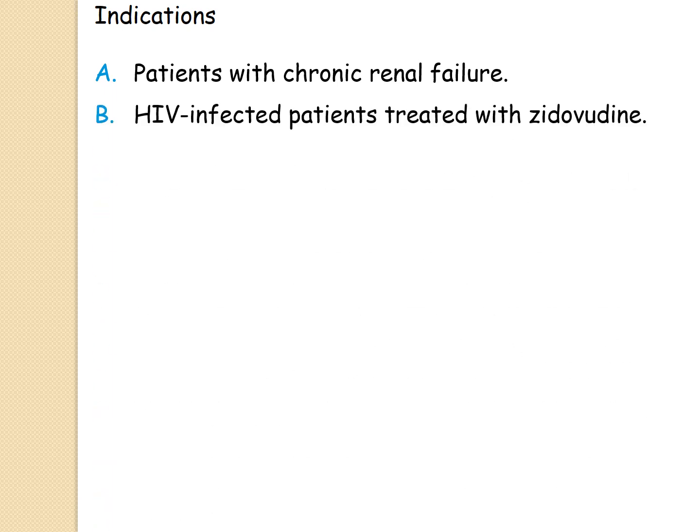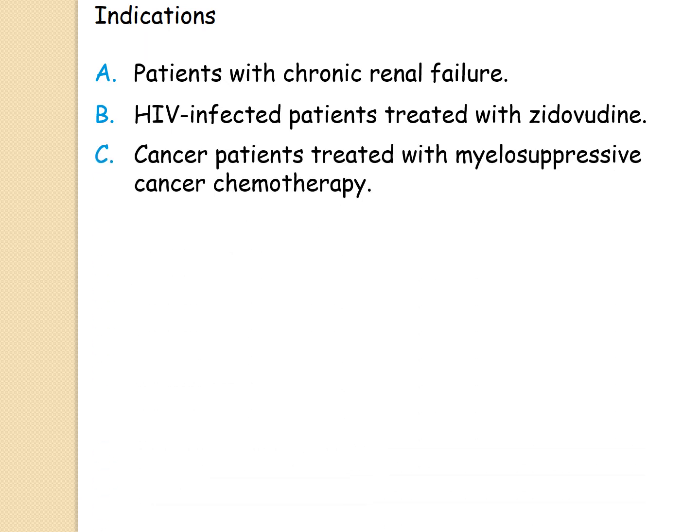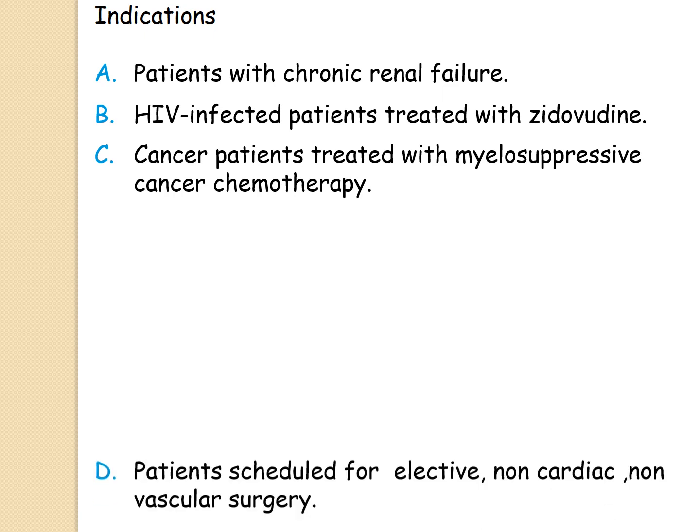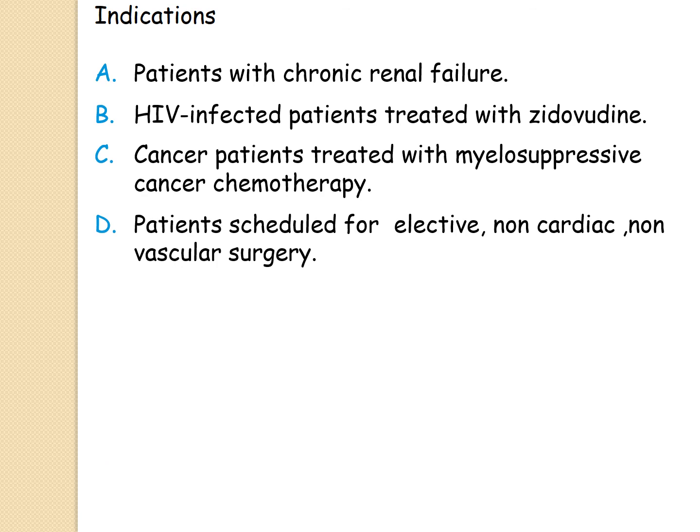Now come to the indications of erythropoietin agents. The first indication is a patient with chronic renal failure. Then HIV infected patients treated with zidovudine, cancer patients treated with myelosuppressive cancer chemotherapy, and patients scheduled for elective non-cardiac non-vascular surgery.